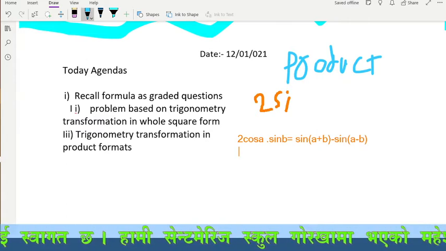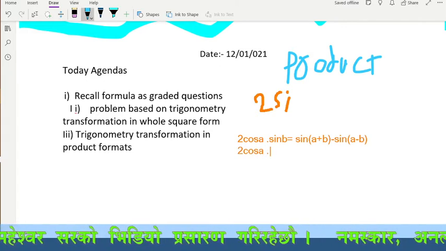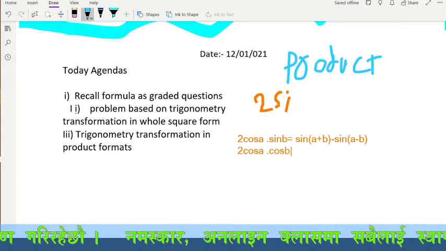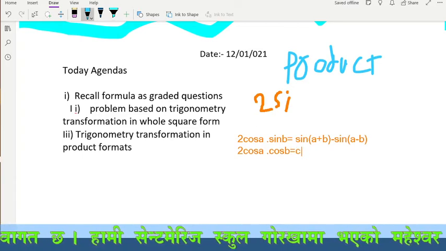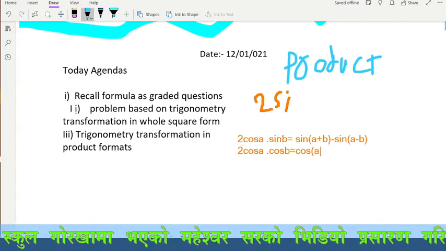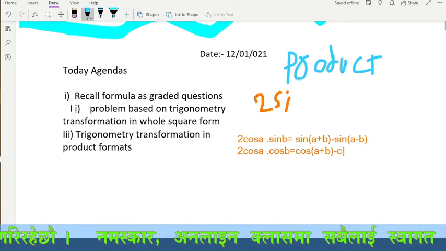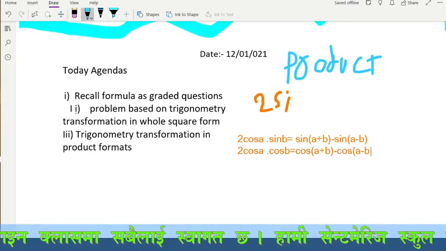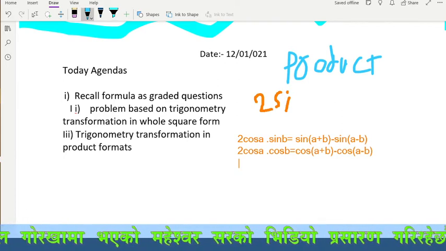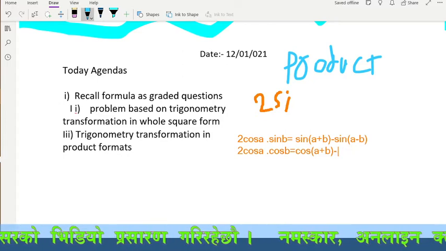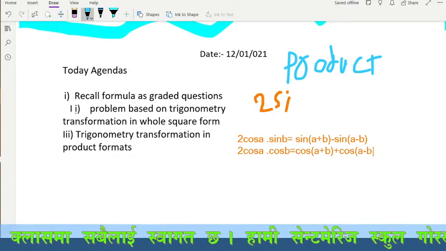Another we have read, 2 cos a dot cos b. What have we read? Cos a plus b plus cos a minus b. So this formula we have read.